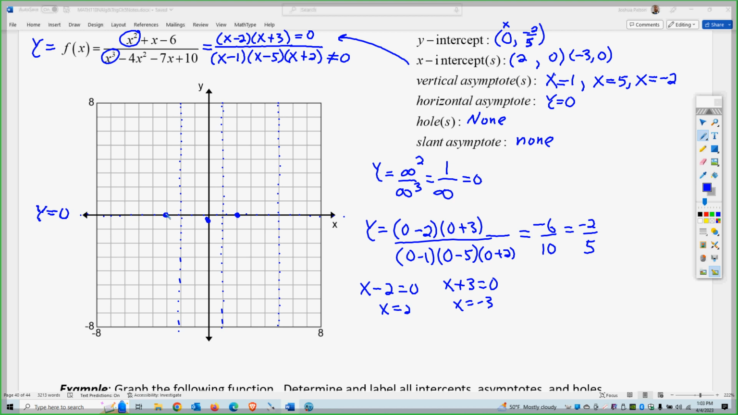Okay, so this is more than enough information to actually graph this function. Each of these regions, something has to happen. So in this region here, it's going to approach the asymptote on this side.